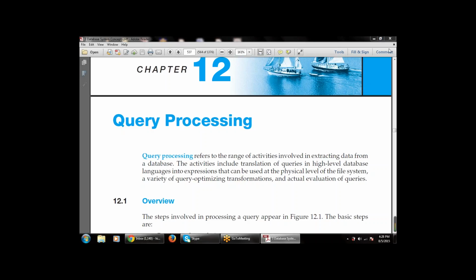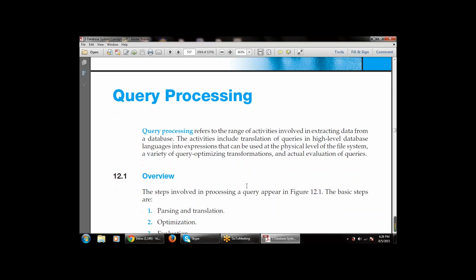In the last class, we started with chapter number 12, that is query processing. So what is a query? How to process the query? Whenever I give any query, it is processed by the database management system, and that is known as query processing. That means generating the output from the activities is known as query processing.